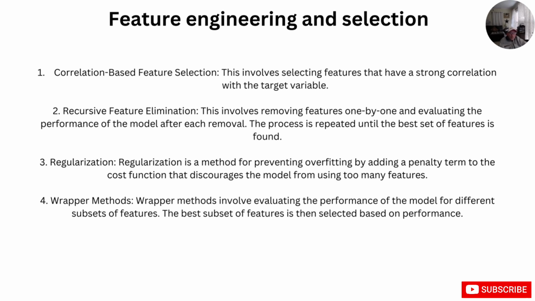Number three, regularization. Regularization is a method for preventing overfitting by adding a penalty term to the cost function that discourages the model from using too many features. Number four, wrapper methods. Wrapper methods involve evaluating the performance of the model for different subsets of features. The best subset of features is then selected based on performance.